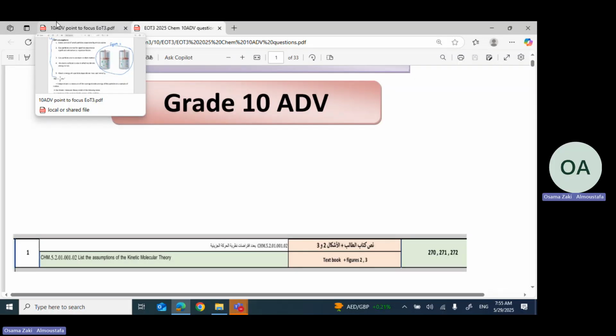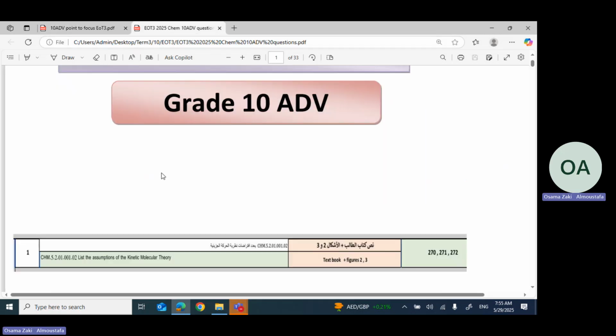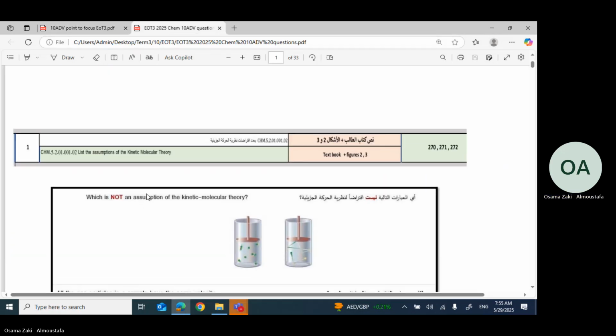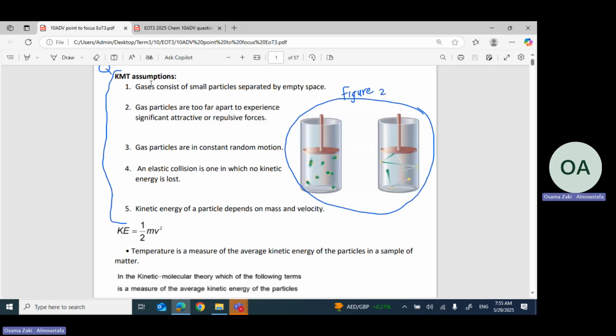Focus on the main points in the EOT. So the first question is: list the assumptions of quantum molecular theory. So here, as you see, we have the main assumptions of the quantum molecular theory.